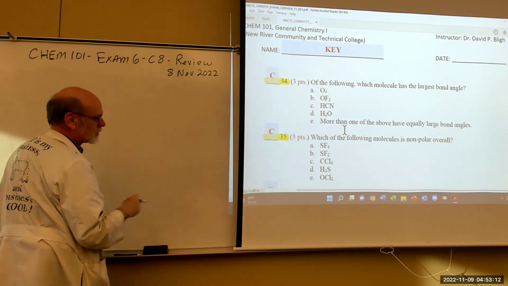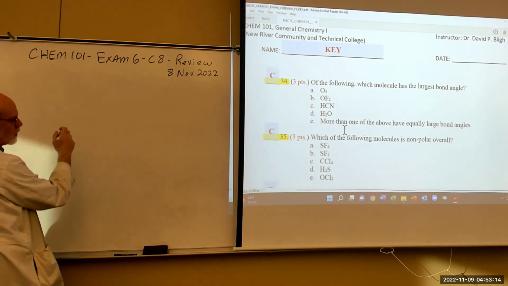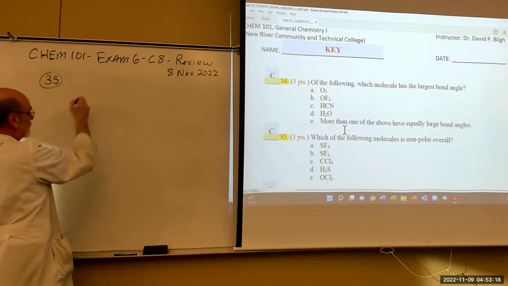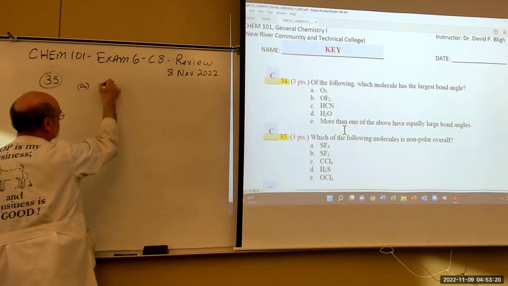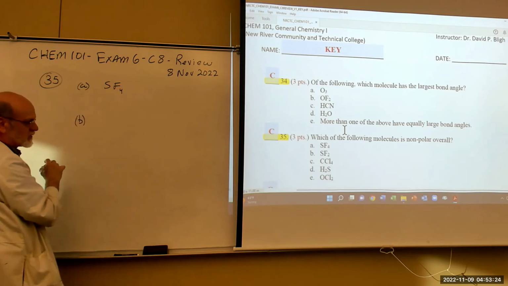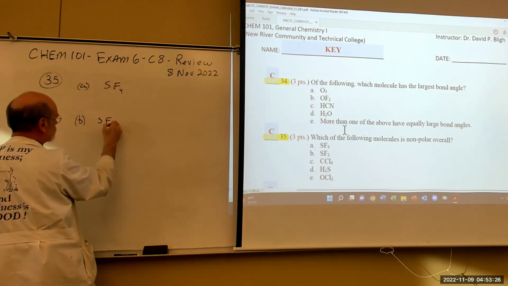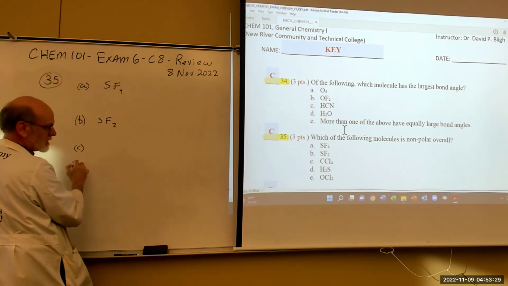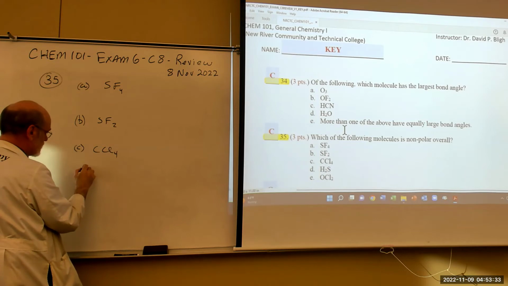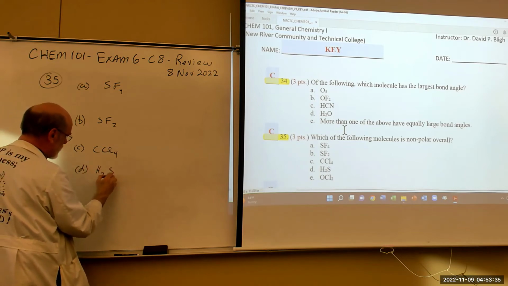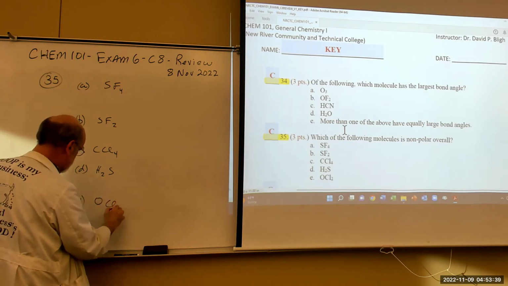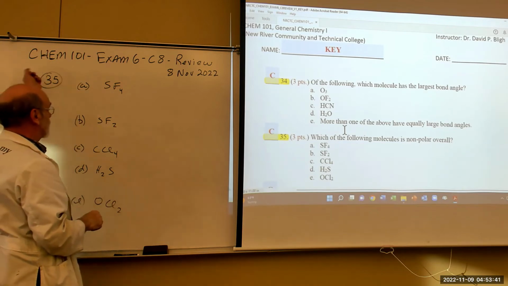(35). Which of the following molecules is nonpolar overall? All right. So we have SF4. Let's see if I can spread them out so I can do them all at once. SF2, C, CCl4, D, H2S, and E, OCl2. Okay.